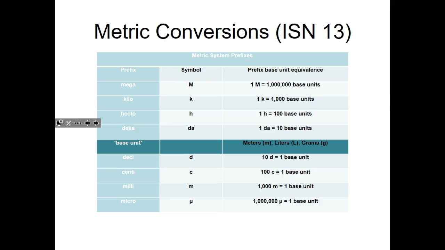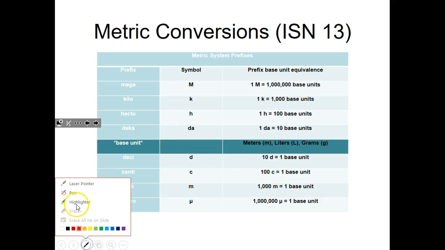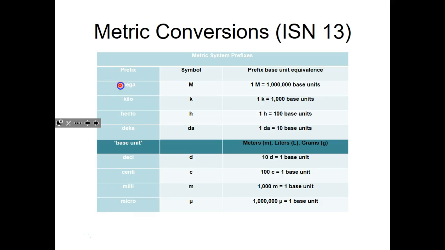Last thing, I'd like you to go ahead and put in your ISN this metric table. So this one is very similar to the table that I showed you on the previous slides. The main differences, let me point those out here, are that I've added the prefix mega, okay, and the prefix micro down here, okay? The reason that I didn't put these on here before is that a mega is actually 3 powers of 10 bigger than a kilo.